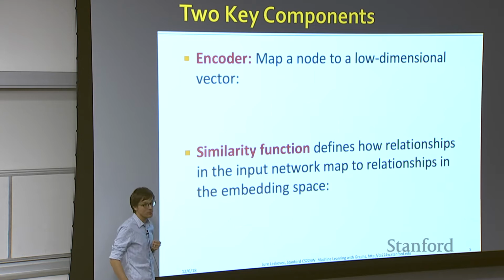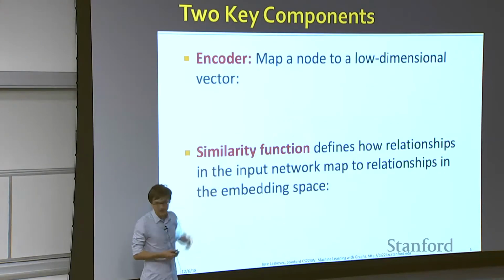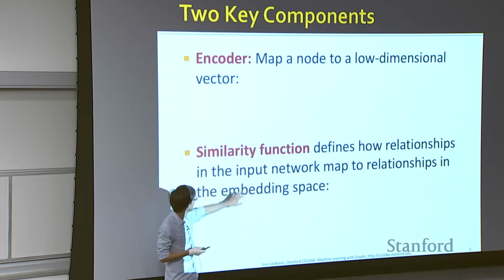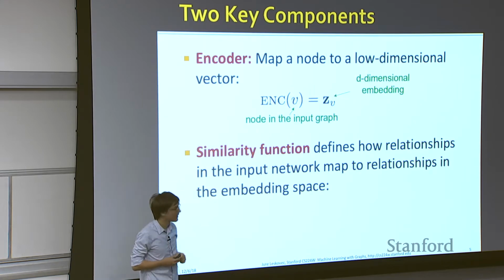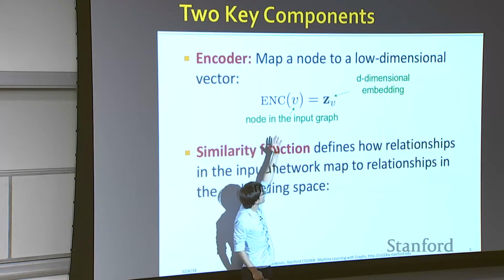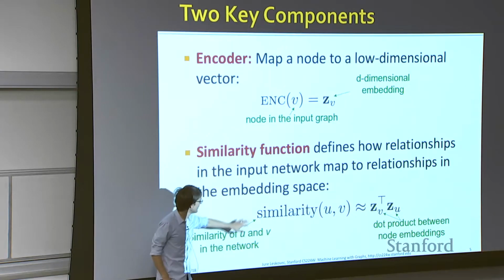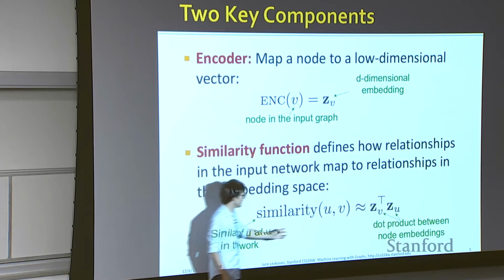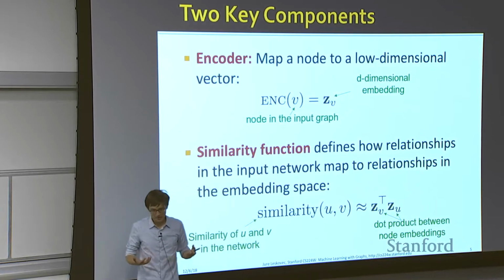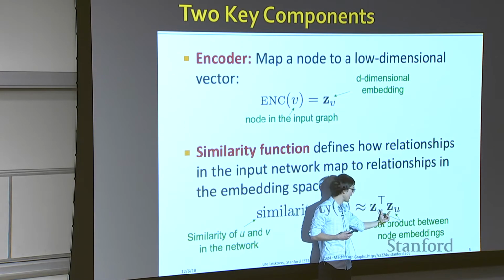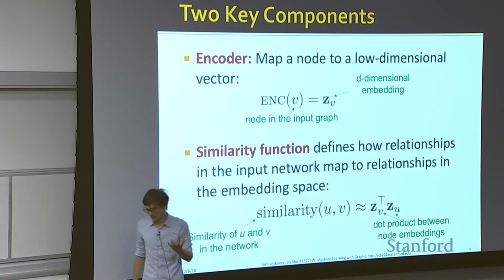We said that there are two key components to make this work. One is the encoder function that will take the node and learn how to map it. The other is the similarity function that will tell us the relationship in the input network and how to map that relationship into the embedding space. To make this more concrete, the encoder function will take the node and give us the embedding, or coordinates, of the node, the feature representation of the node. Then the similarity that we define in the network should equal the similarity in the embedding space. Similarity here could be Euclidean distance. This is now a dot product, so this is just a cosine distance. It's the angle between the two vectors, or the cosine of the angle between the two vectors.